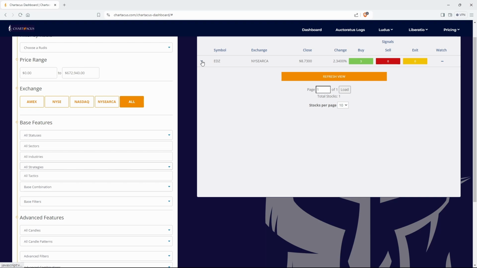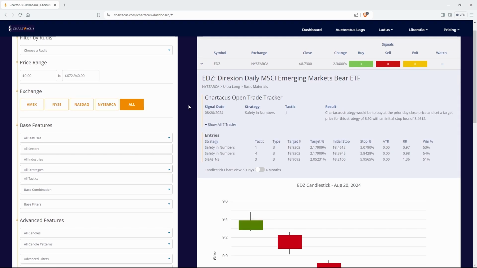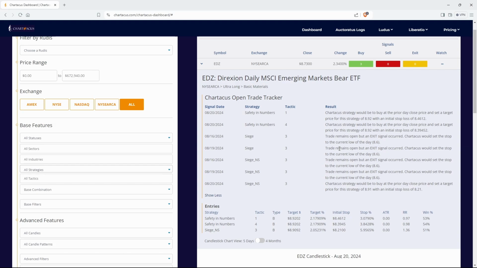Let's open it up. Today it has 3 additional signals to buy. Let's show all 7 trades. Look for Siege number 3 from August 16th. Here it is. Similar to yesterday, it says trade remains open, but an exit signal has occurred.